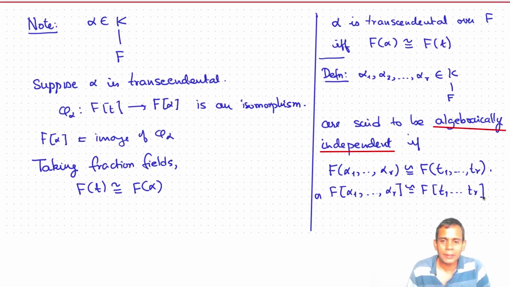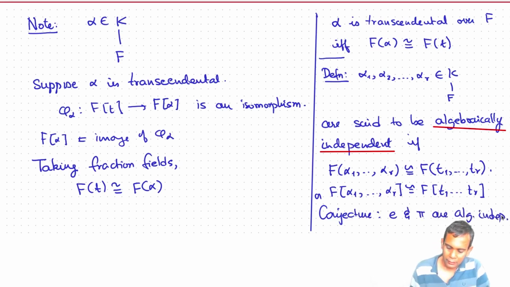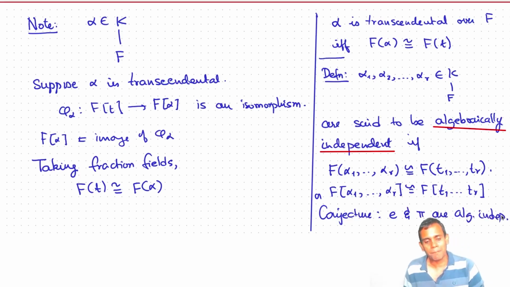So just as with transcendence, algebraic independence is a difficult problem. It is conjectured but not proved that e and pi are algebraically independent. But it's something that's not known. It's a big open problem.